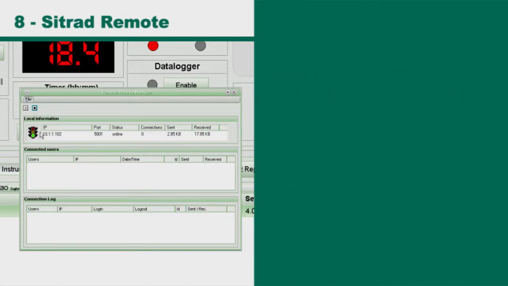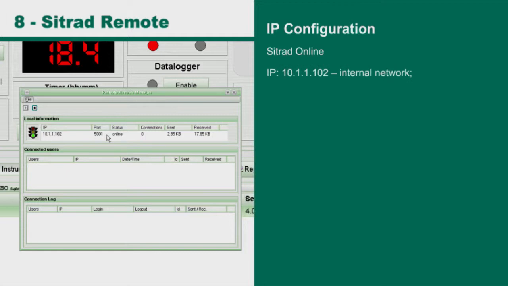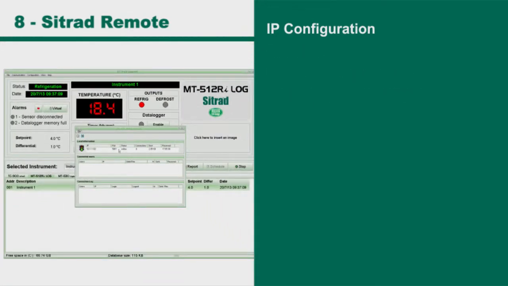IP configuration. In the area local information, we have a traffic light showing a green signal indicating that Sitrad is online. In the IP field, we have our internal IP where Sitrad Local is hosted. In the field port, 5001, the Sitrad connection port. We now need to configure the modem to allow access to our IP through port 5001.